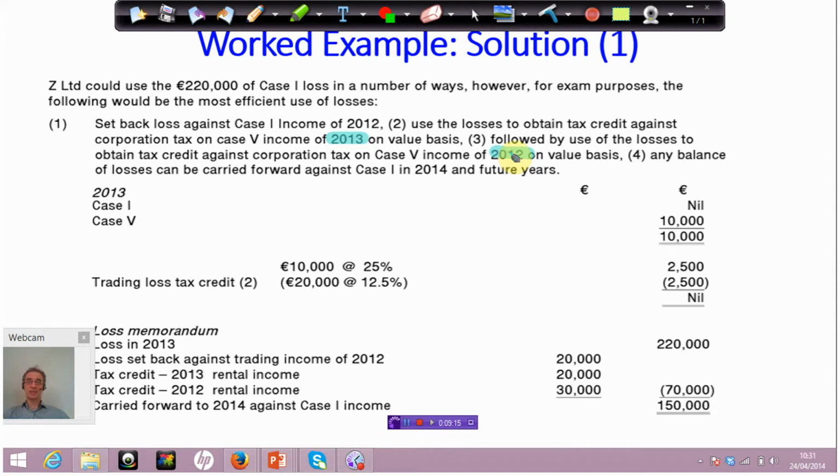In this case, it's case 5 income for both of those years. And what you'll see is the last option, which is in effect the automatic option after all our other options have been used, is to carry forward the loss against future income of the same trade. Now just remember that that is an automatic loss option once the other options are used.